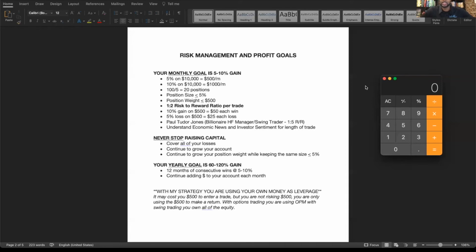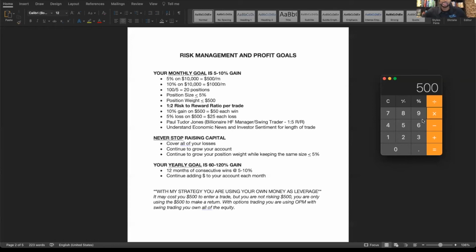But let's just say, for instance, you had 100% of your portfolio in trades, and each trade that you're managing has only a 5% allocation of your entire account in that position. That will give you the ability to trade 20 positions at a time, right? So the position size is 5% or less of your entire account. So if we do the math, we can look at a $10,000 account and say 5% of that $10,000 is $500. So essentially what we're saying is the position weight is only $500 max, okay?